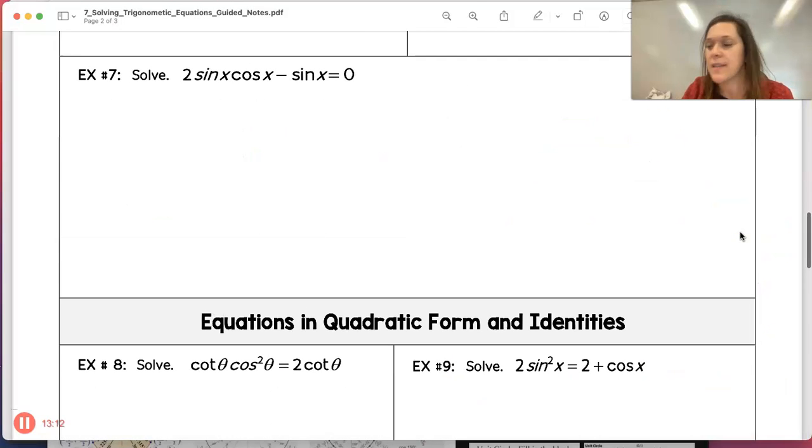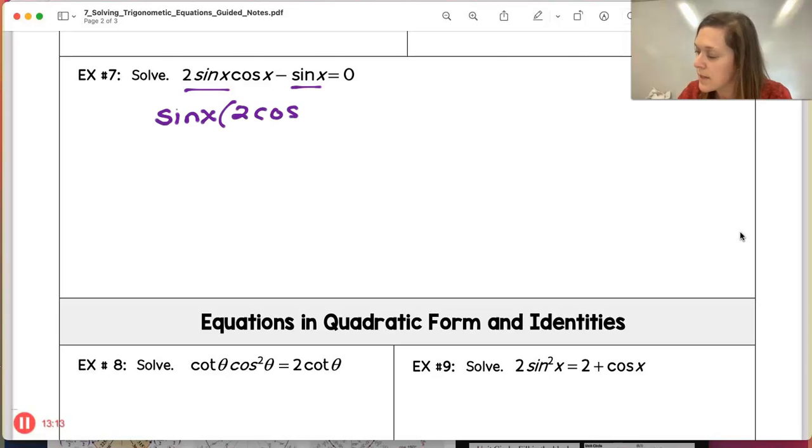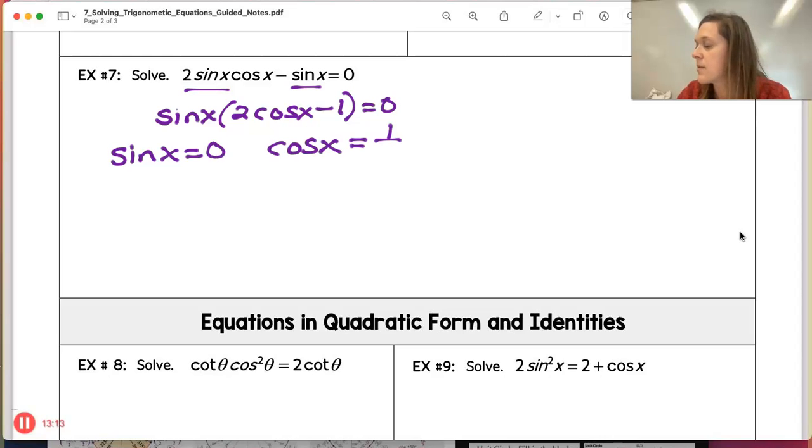All right, example 7. Here we have 2 sine x cosine x minus sine x. So I see a sine x in both of these, so my first thought process is to factor out a sine x, which leaves me with 2 cosine x minus 1 equals 0. So now I can use my zero product property and set the first equal to 0 and the second equal to 0, which is going to get you cosine x is equal to 1/2. Hopefully everybody's okay with that move. Add 1, divide by 2.